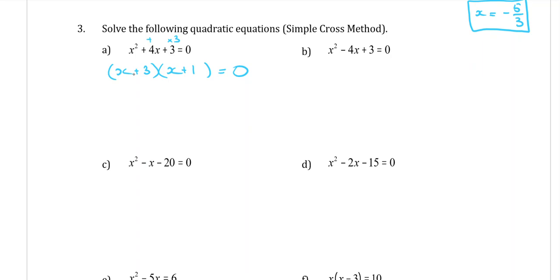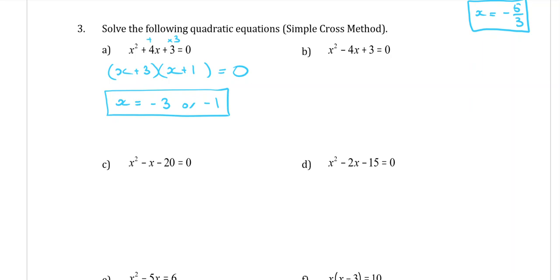Now using my null factor, from the first bracket, I get x equals minus 3. From the second bracket, I get x equals minus 1. So I've just said x equals minus 3 or minus 1, just shortening the working out right down there.